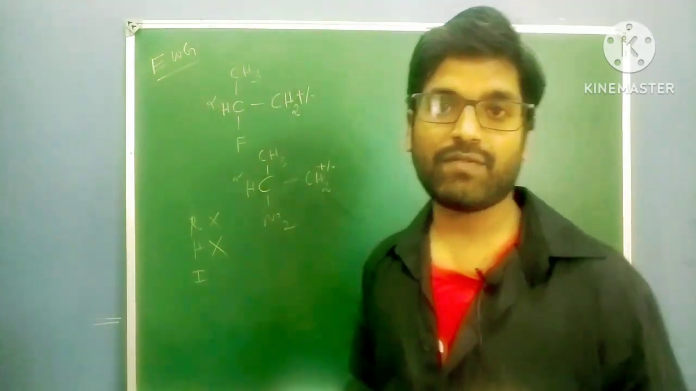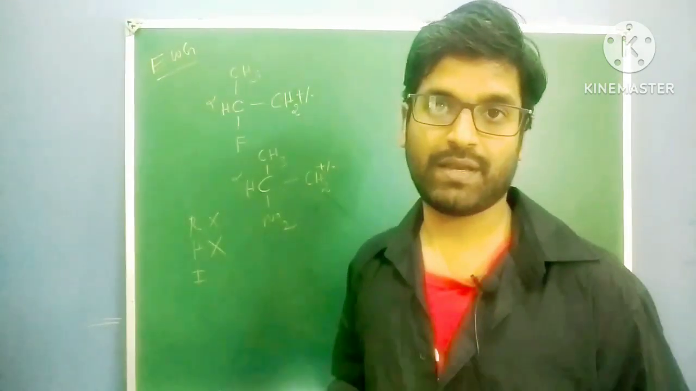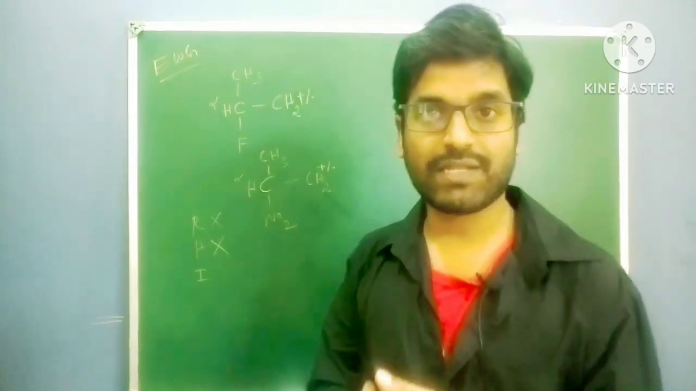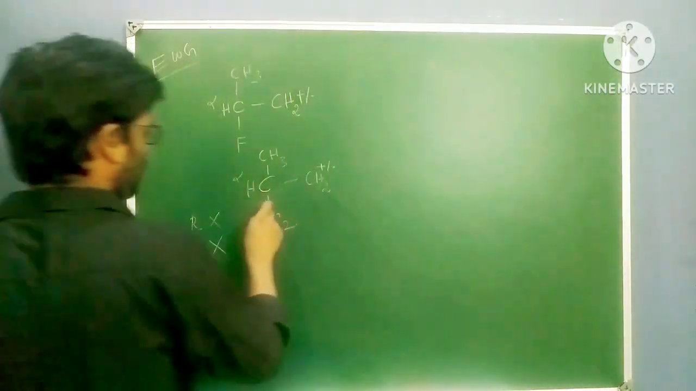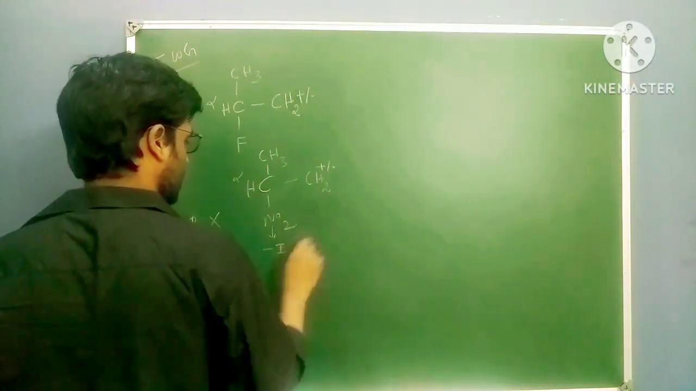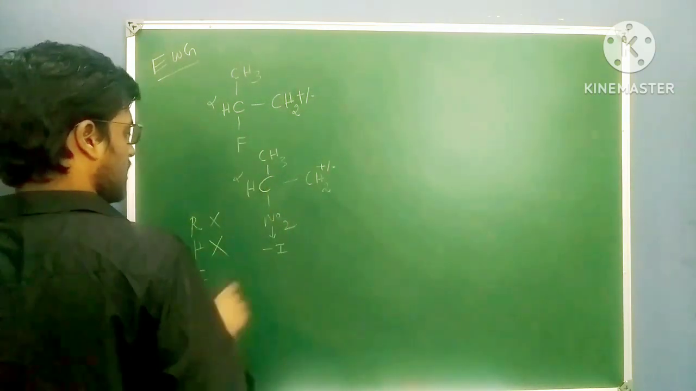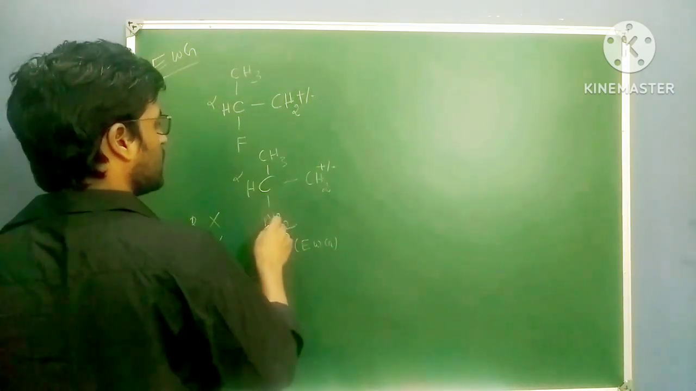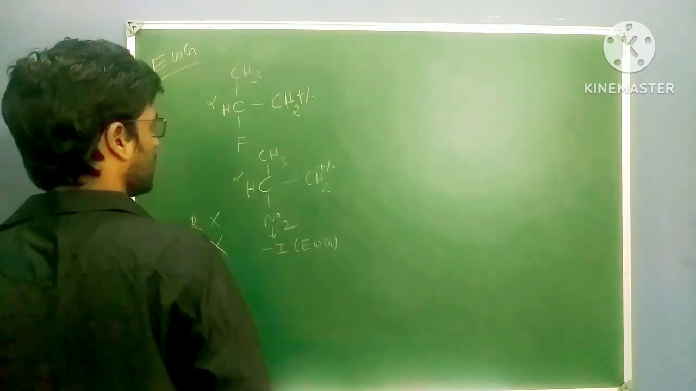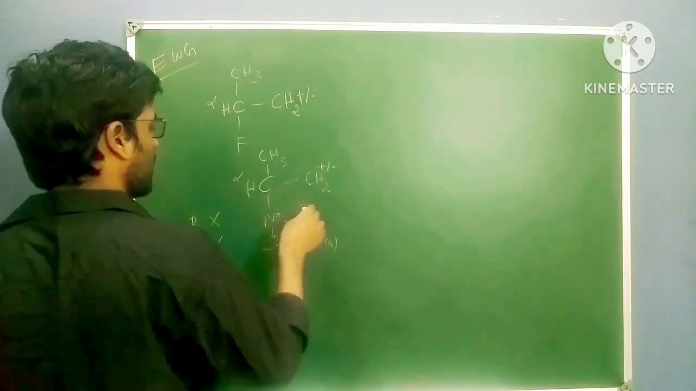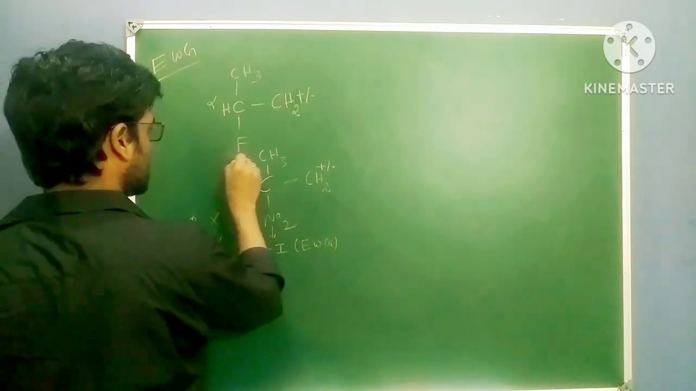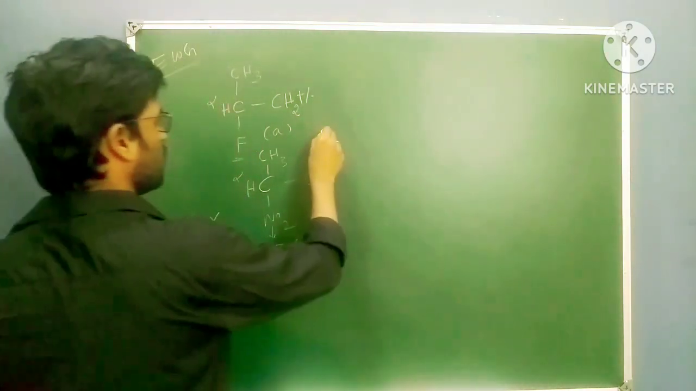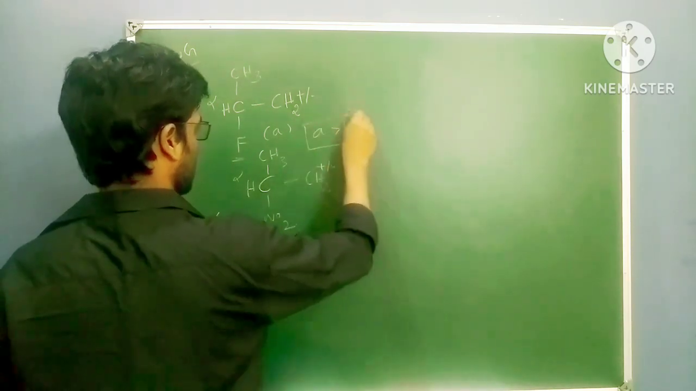Whenever we have positive charge on one group, irrespective of the electronegativity and percentage of s character, the group with positive charge is more minus I. So whenever I have NO2, this has more minus I compared to fluorine. Minus I means electron withdrawing group, but an electron donating group will favor carbocation, not an electron withdrawing group, right? So whenever an electron donating group favors, you have to see the less electron withdrawing nature, that means this. So this will favor more than this. So A is greater than B in stability.